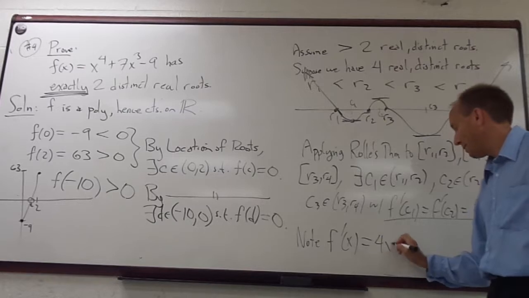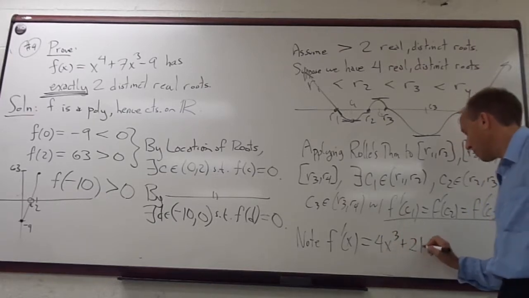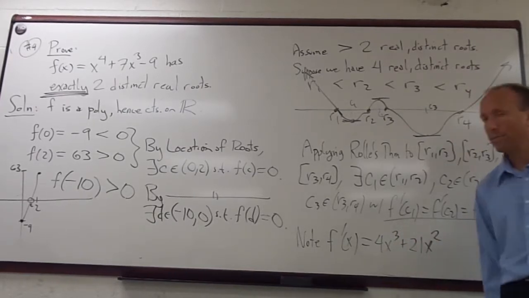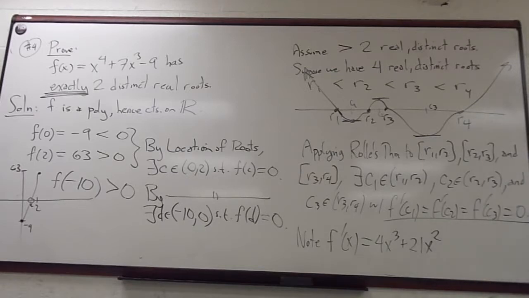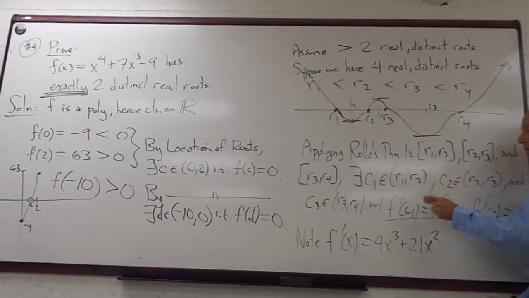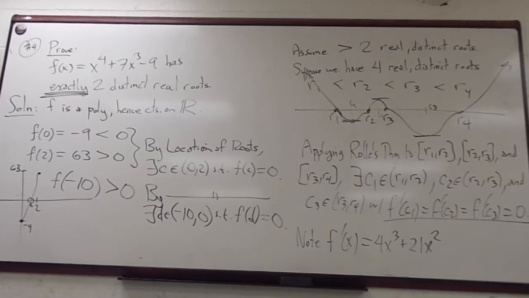4x cubed plus 21x squared. And we're saying that that is 0 at 3 different points, C1, C2, and C3. I don't know where those points are, but at 3 different values of C, we get a derivative of 0. Does that seem possible?